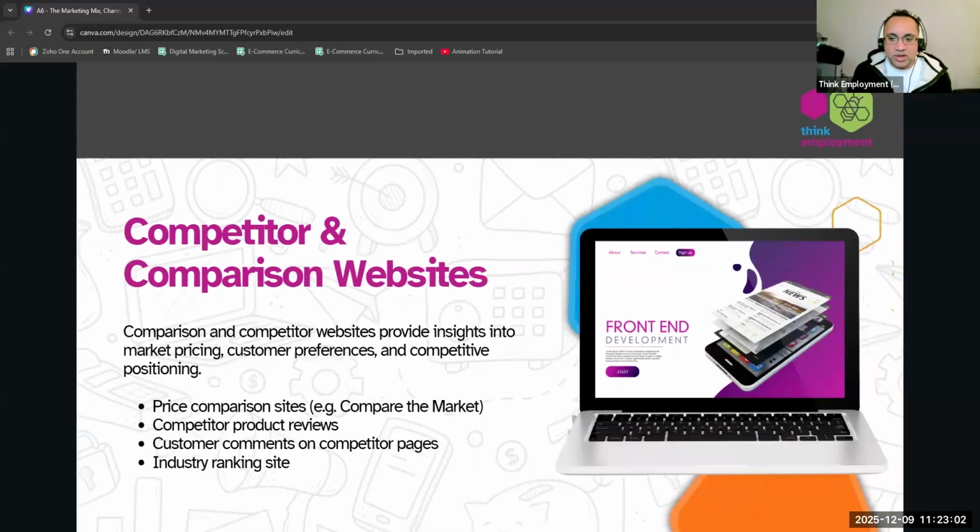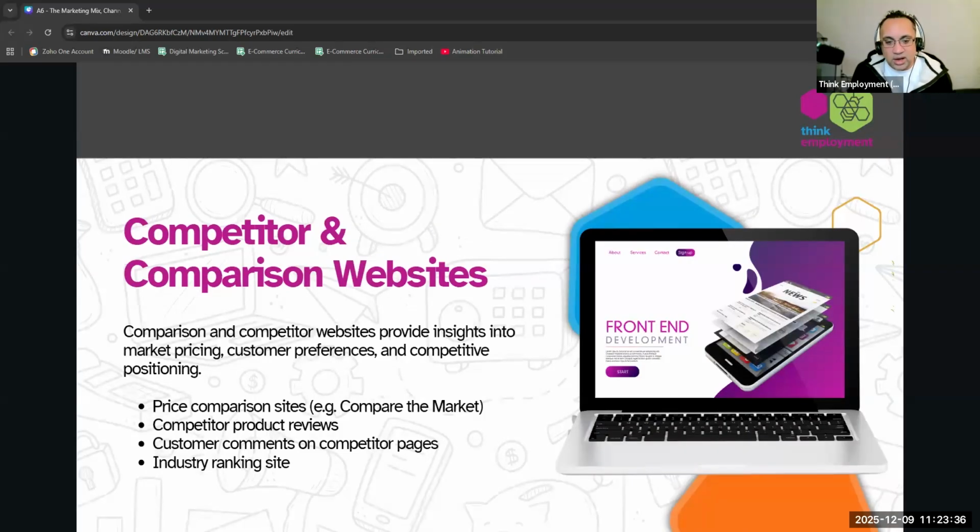Competitor and comparison websites. So we've all heard of things like comparethemarket.com, right? These are price comparison websites. A lot of people, when they go shopping online, if it's a product or a service, would compare prices of different companies, okay? So if you're buying a laptop, you would compare the price of a laptop at one, so it could be PC World, and there could be a private company selling laptops, and you compare the prices because you don't want to be paying too much.